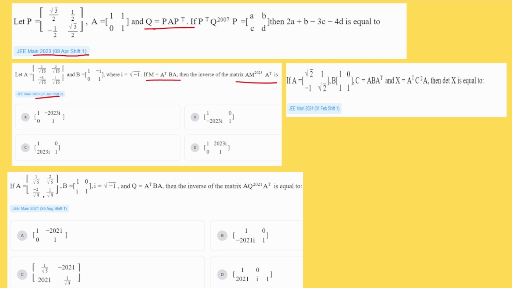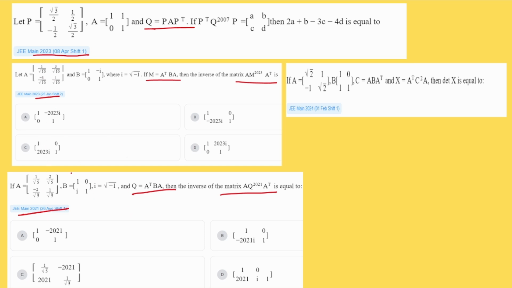And this is matrix A, matrix B, and here it is given q equals again the same thing, right? A transpose B A. Here it is given M transpose M equals A transpose B A. Here it is given q equal to A transpose B, and they're asking us to find the inverse of the matrix A into q raised to 2021 A transpose. This was asked in the year 2021 JEE Main, 26th August. You can see this was asked in 2023 and 2021, almost the same, right?